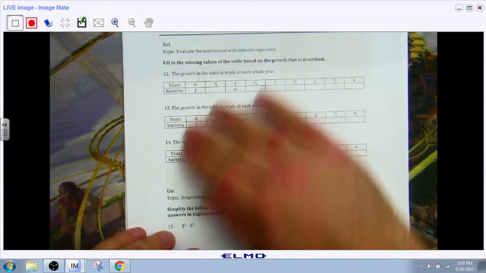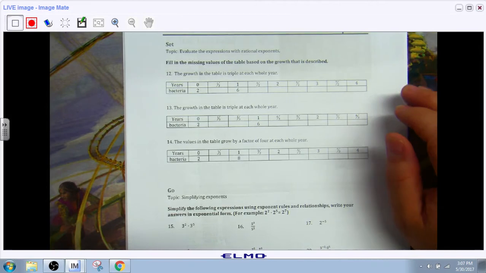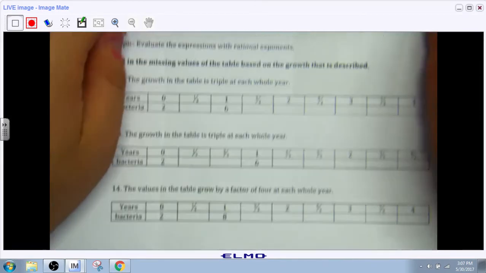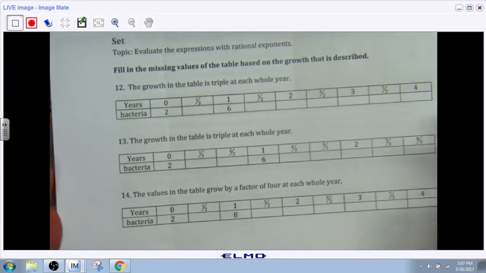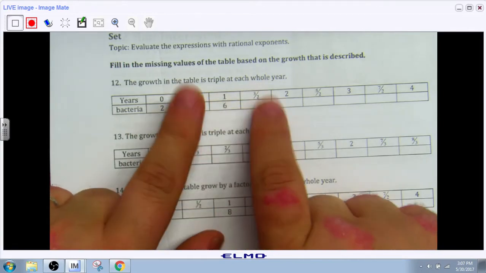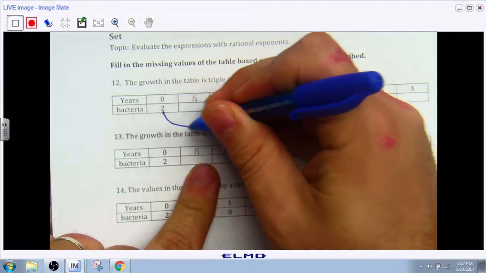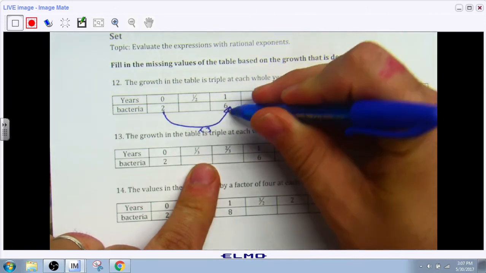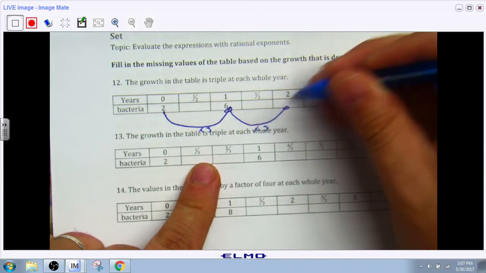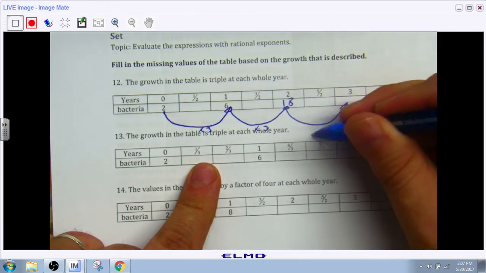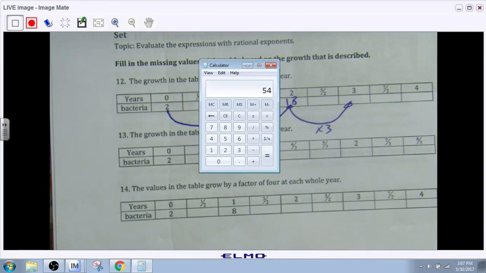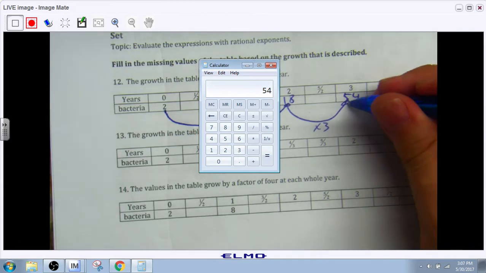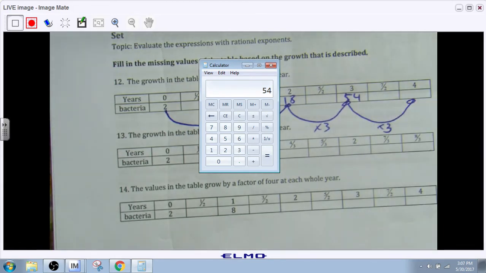Okay, so now we're doing a little bit of what we did in class today. I'll zoom in for this one if I need you a little bit closer detail. It tells us the growth in the table is triple at each whole year. So the growth is triple, and we can see that very clearly. 2 times 3 is 6, so we're going to times 3 here to get 18, which means we're going to times 3 here, which would be, I don't know that off the top of my head, 18 times 3 is 54, and then we do that one more time, times 3, 162. Beautiful.